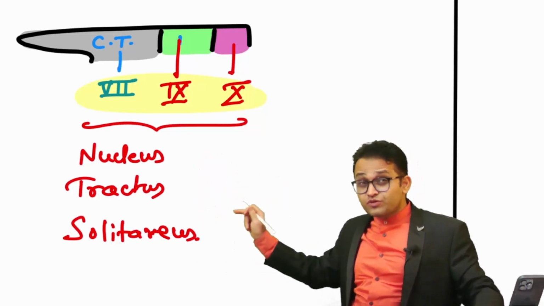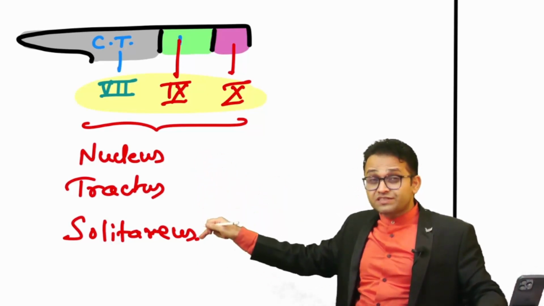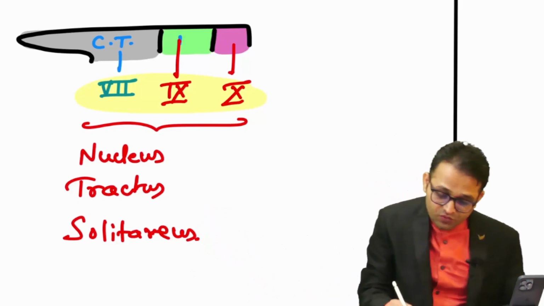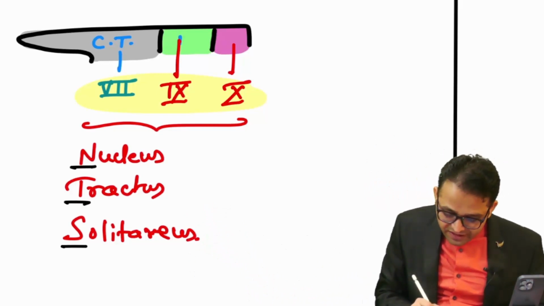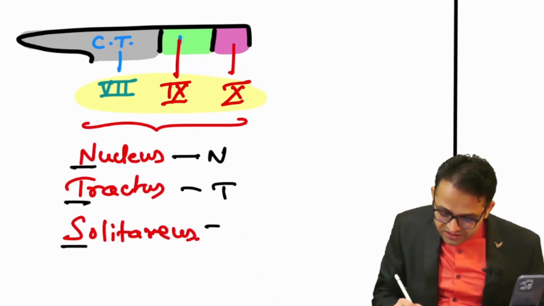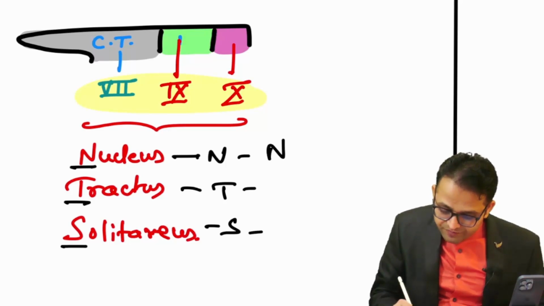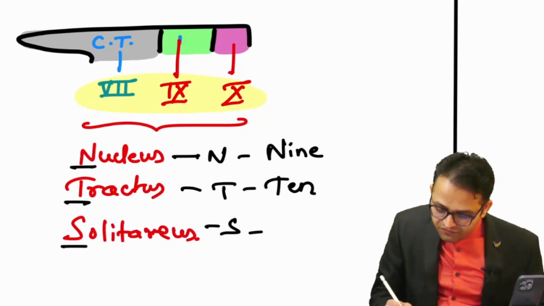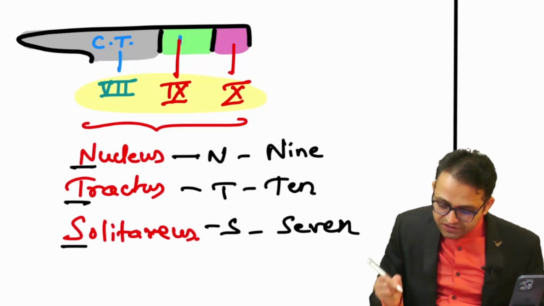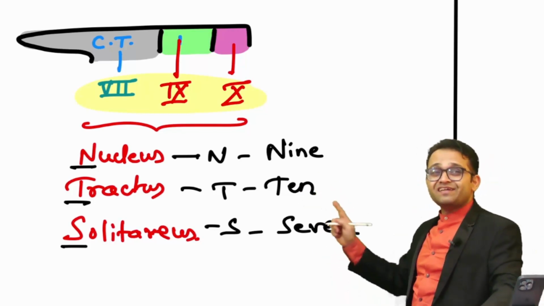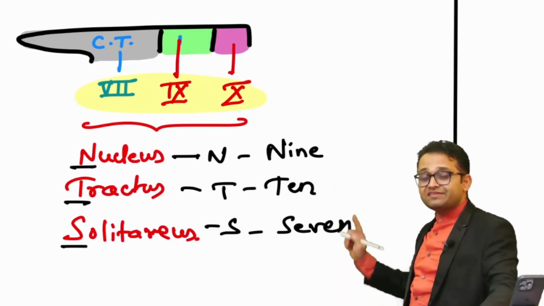Here we are talking about the nucleus. That is the nucleus tractus solitarius, and the pathway is known as the tractus solitarius. One mnemonic also, sir: NTS. In short, N for 9, T for 10, S for 7. Getting the point? So 9, 10, 7. What you have to remember? 9, 10, 7. Getting the point?